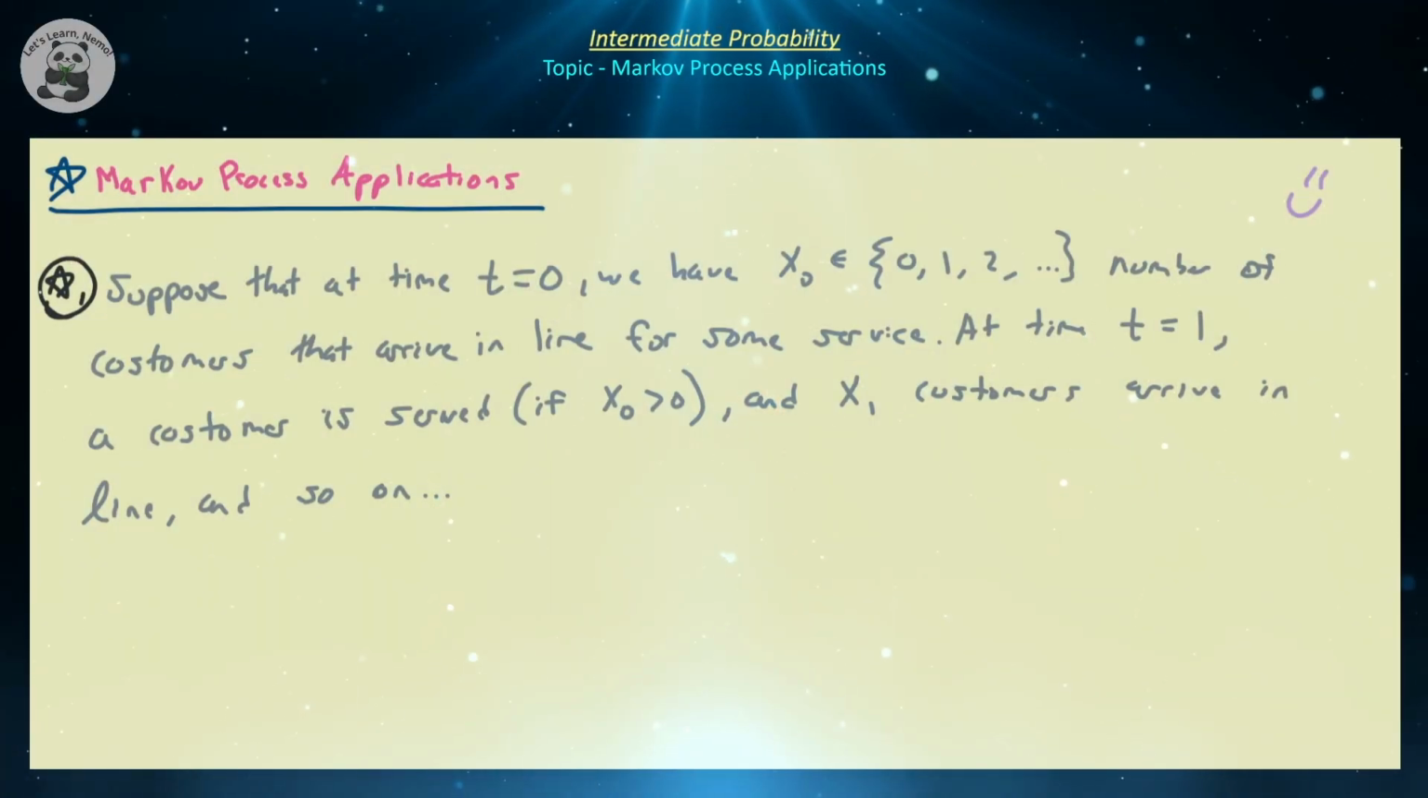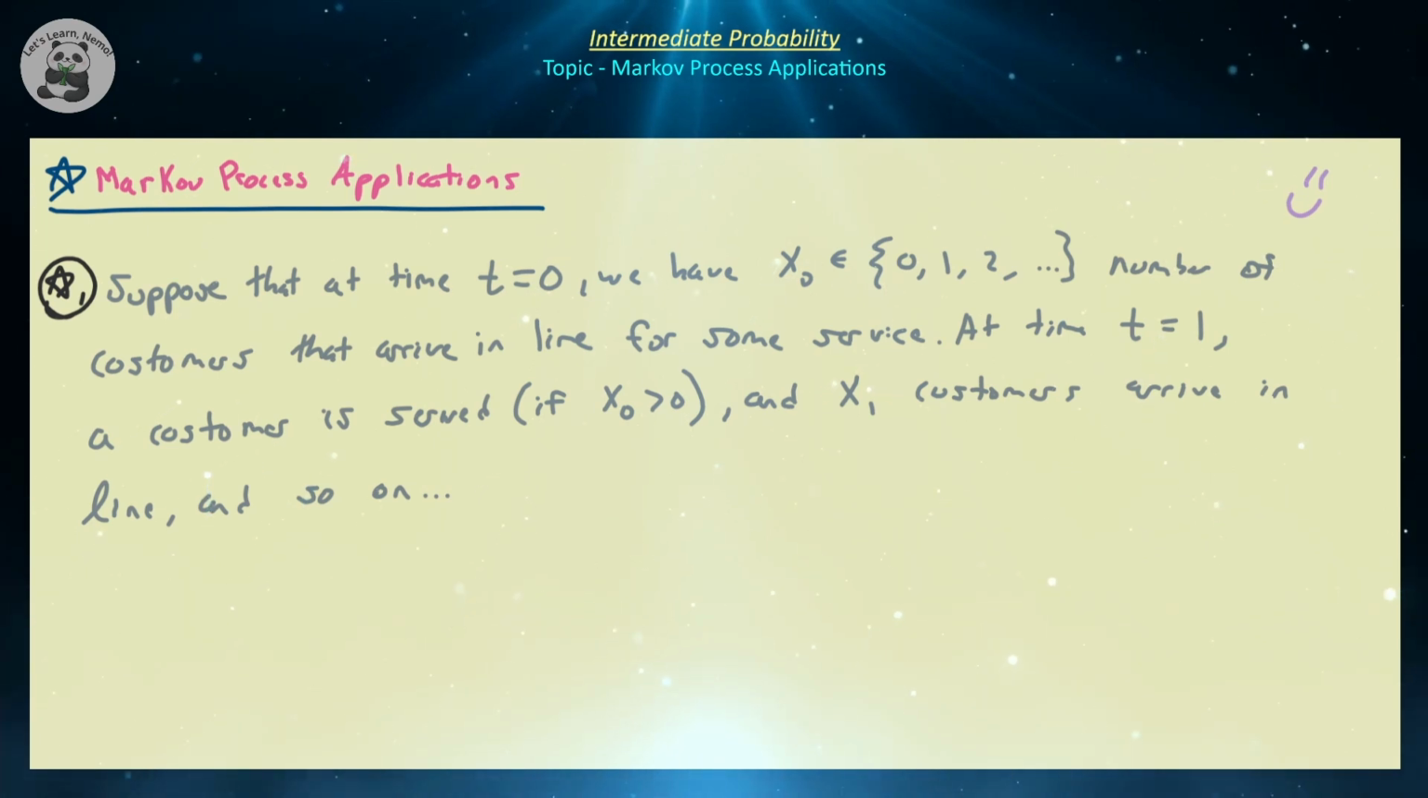Everyone, and welcome back. Today we're going to be continuing our exploration of Markov processes and look at a few applications that I find quite interesting, and they can also be branched out into several different fields as well. So the first application I want to look at is sometimes referred to as a discrete time queuing process. So let's take a look at what this process is.